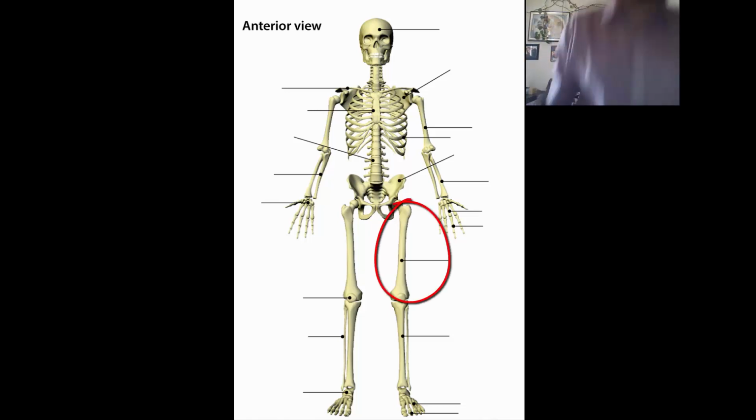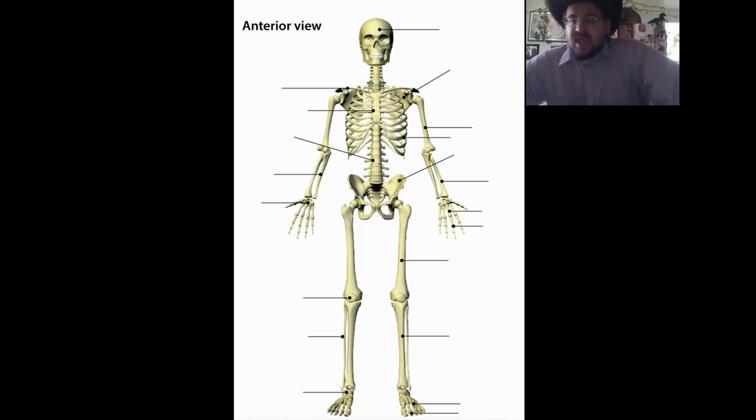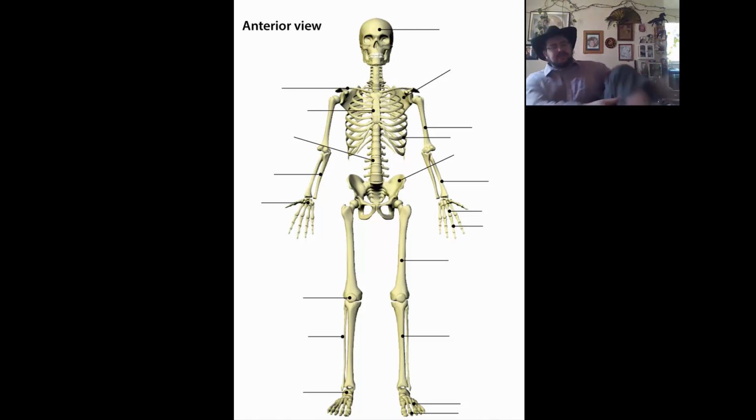Next up is your femur, the big old thigh bone. After that, we have the tibia and fibula. These are the two bones that make up your lower leg. So if you think of your shins, you're thinking of the tibia. So right here, the shin. So that's your tibia, large bone.